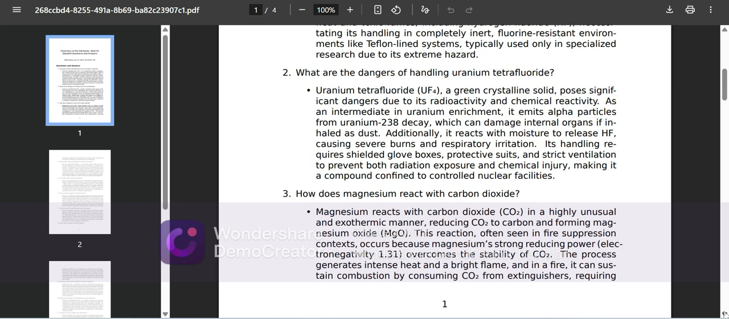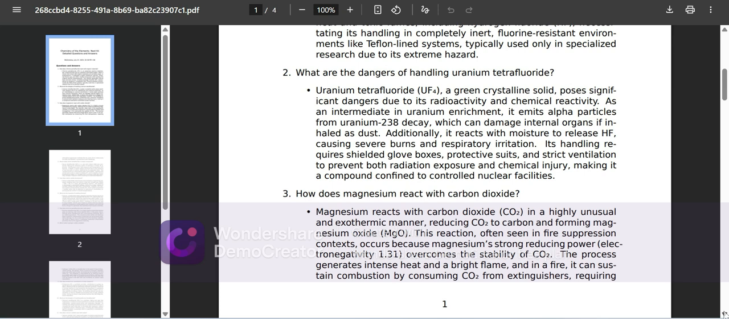What are the dangers of handling uranium tetrafluoride? Uranium tetrafluoride, UF4, a green crystalline solid, poses significant dangers due to its chemical reactivity as an intermediate in uranium enrichment. It emits alpha particles from uranium-238 decay, which can damage internal organs if inhaled as dust.